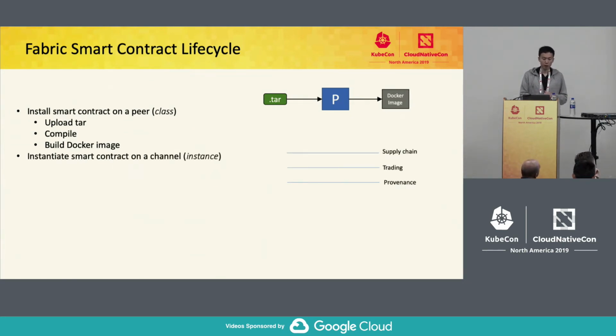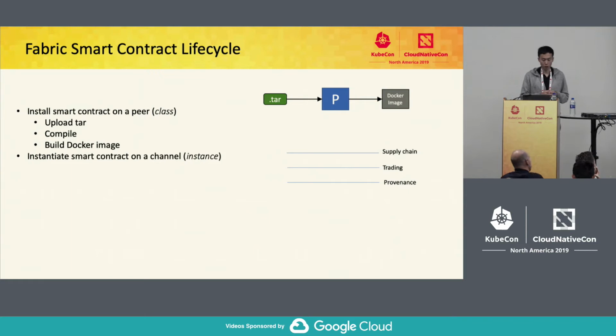And then this installation, you can think of it as a Java class. Basically, when I install a smart contract, I'm creating a class, but that has not been instantiated. It cannot be used because in Fabric, we have this notion of channels to guarantee data privacy. For example, a single peer can run a supply chain channel, or a trading channel, or a provenance channel, and each channel has its own ledger to keep other nodes in other channels from seeing the data within this channel.